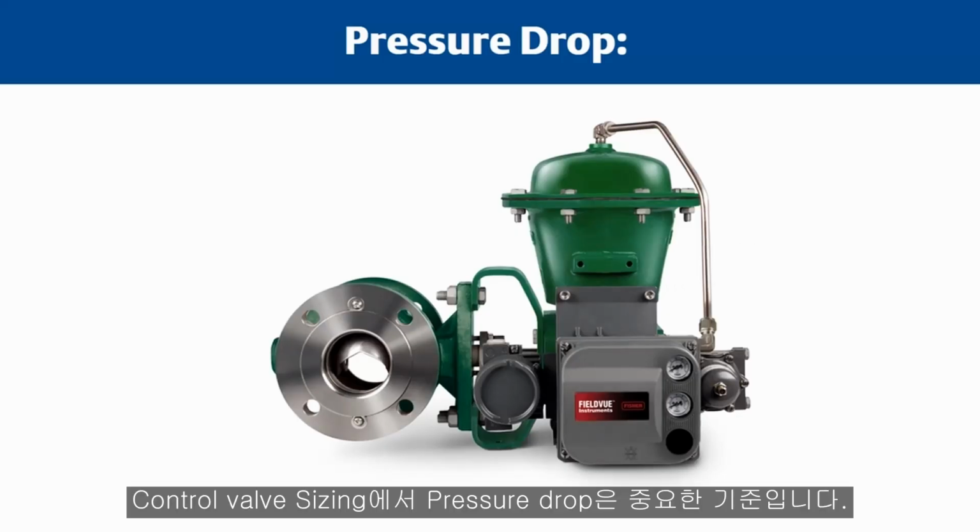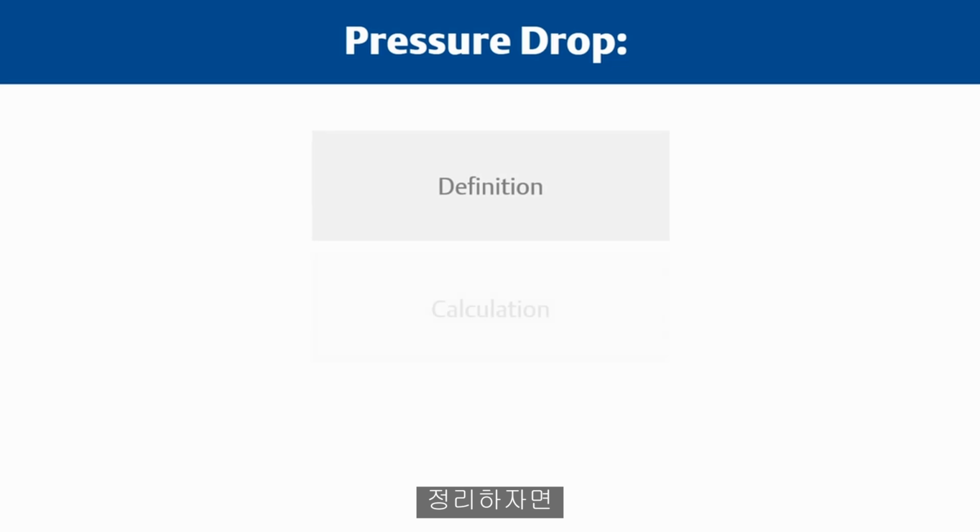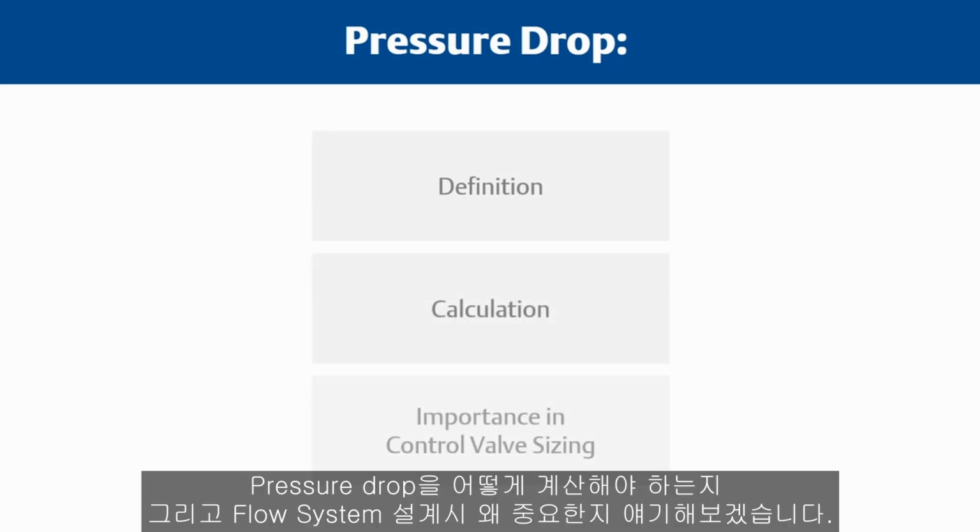Pressure drop, also known as pressure loss, is an important selection criteria for control valves as it's used in the sizing calculation. Let's define the term pressure drop, show how it's calculated, and discuss why it's important for engineers designing flow systems.